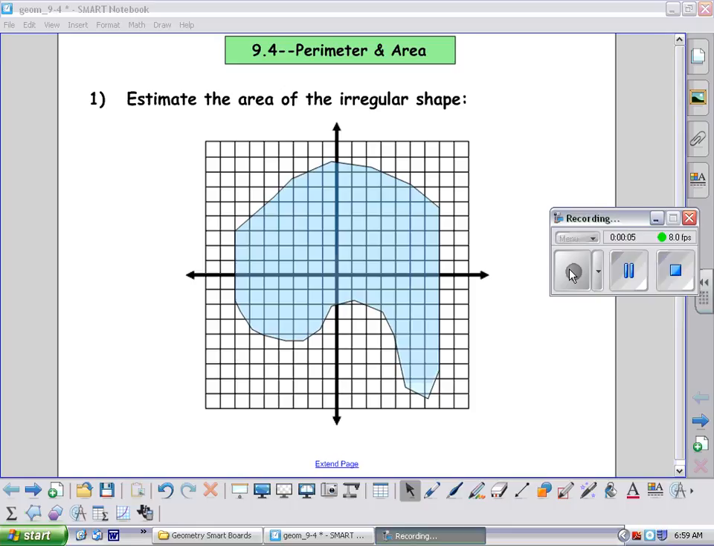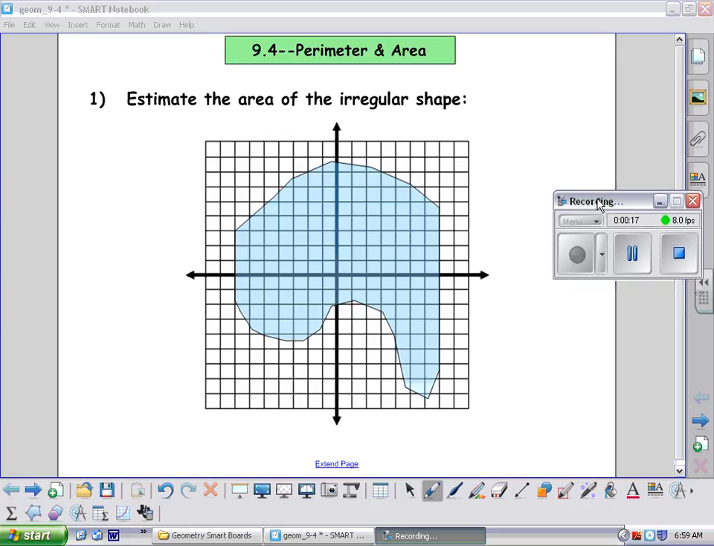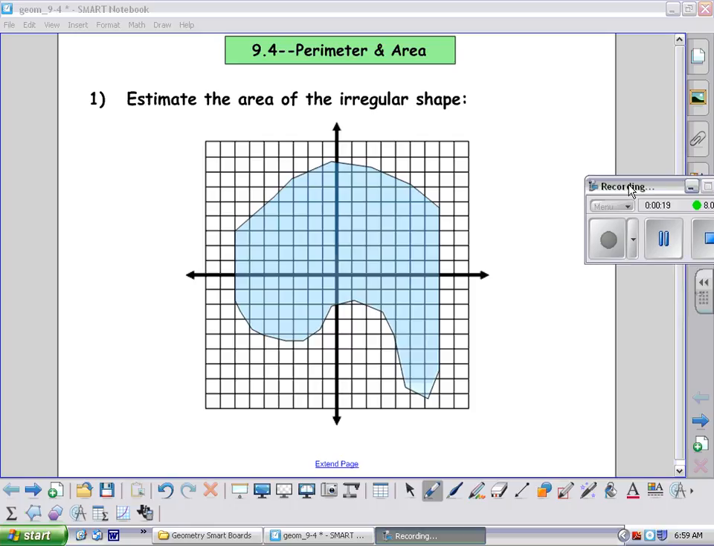What we're going to do today is perimeter and area. We're going to talk about irregular shapes, which is something like this. And then we're also going to talk about something that's plotted on a grid. So we can classify and find the perimeter and area of this. Okay, so estimate the area of an irregular shape.